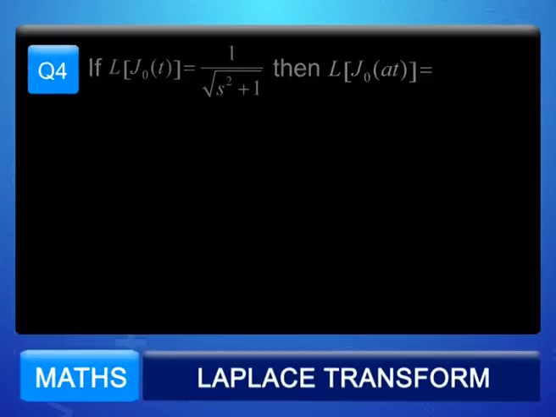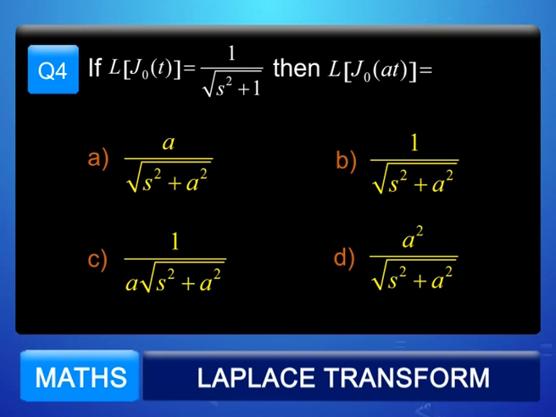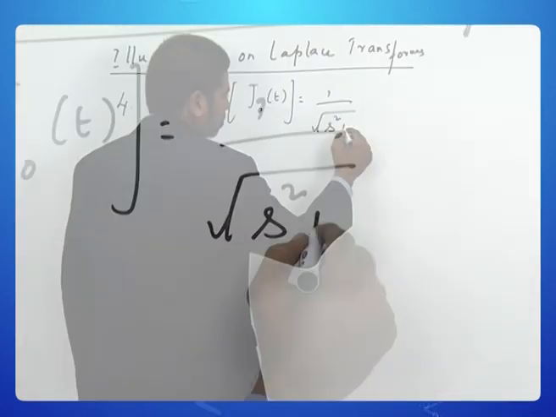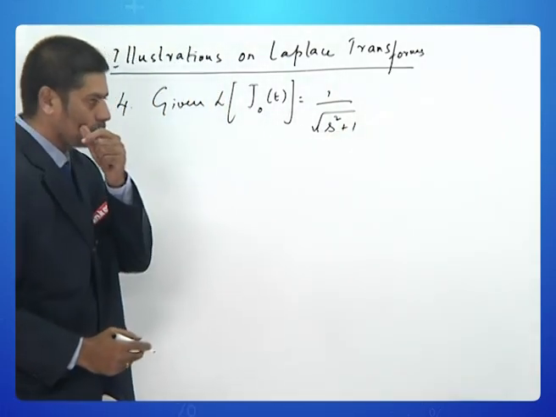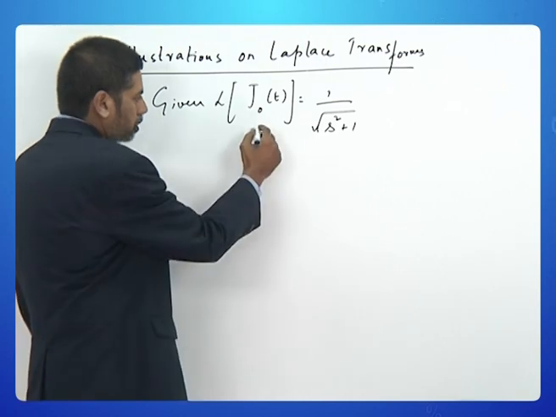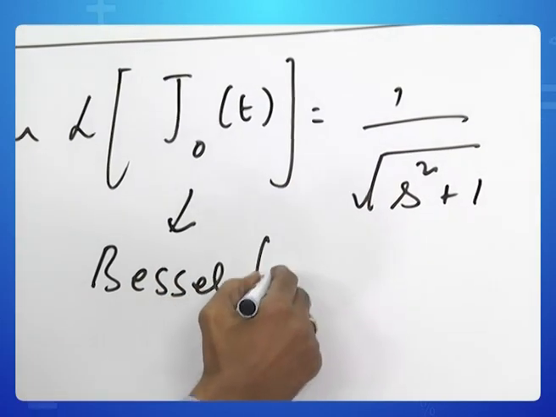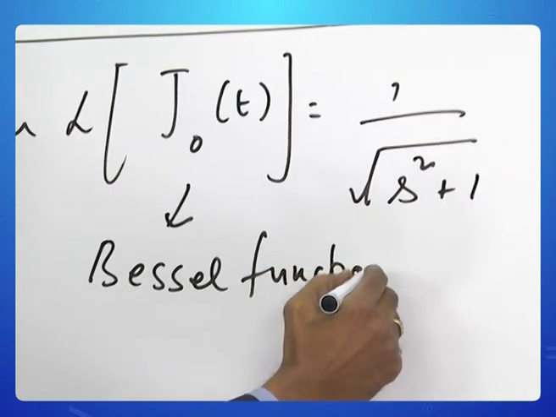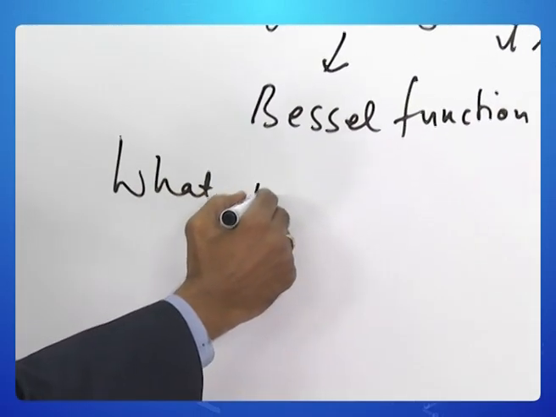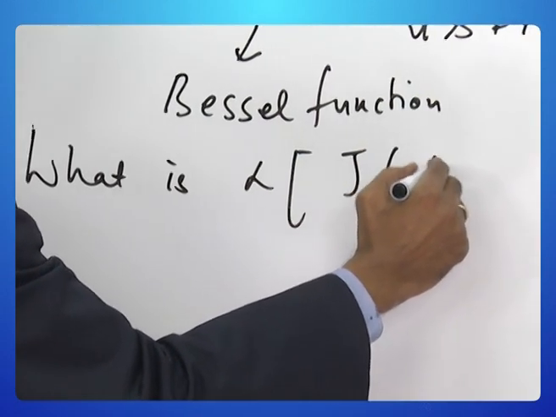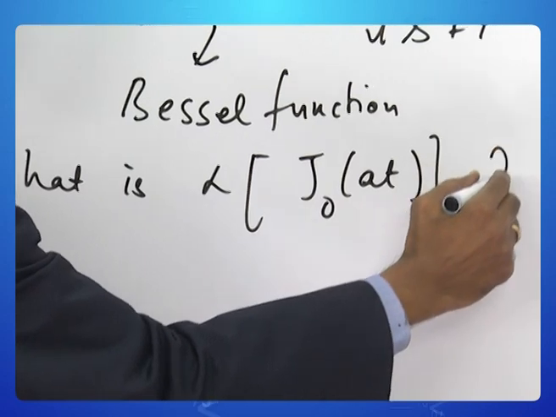Question number 4. Given the Laplace transform of J0t, J0t is the Bessel function, what is the Laplace transform of J0at?